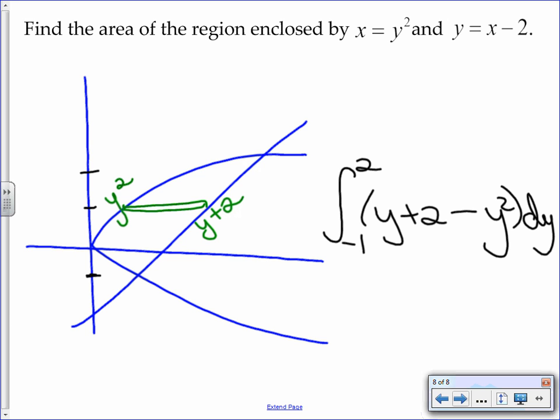Sometimes we're going to get graphs where having them in terms of y is easier, like that sideways parabola, right? Your homework.